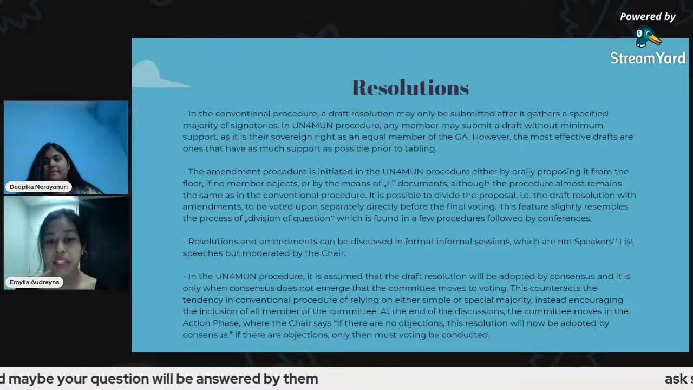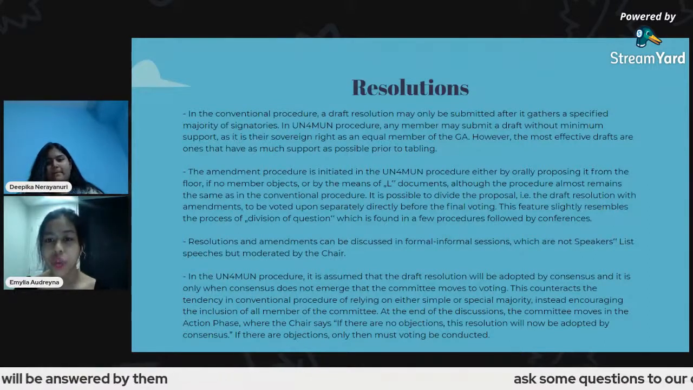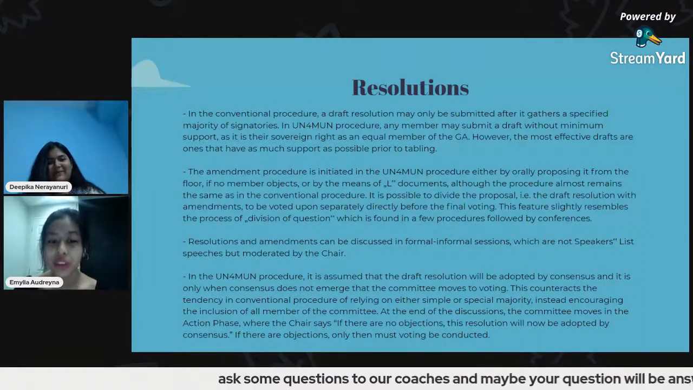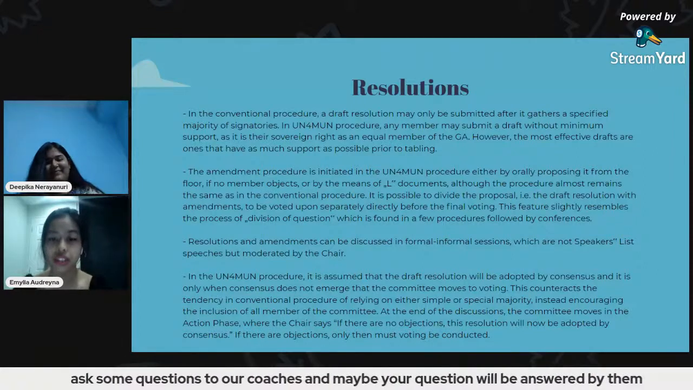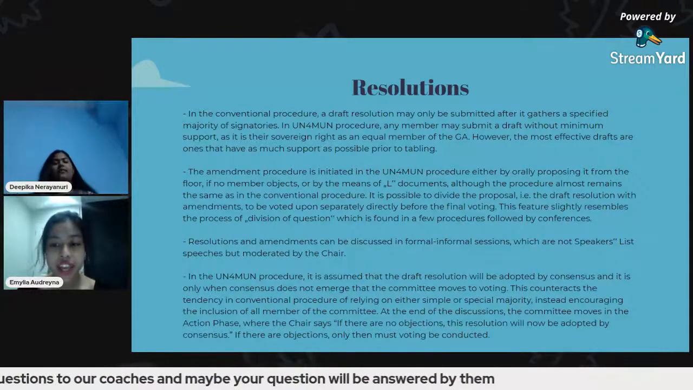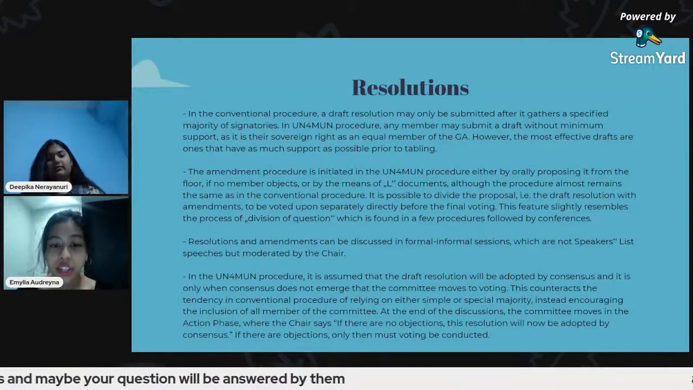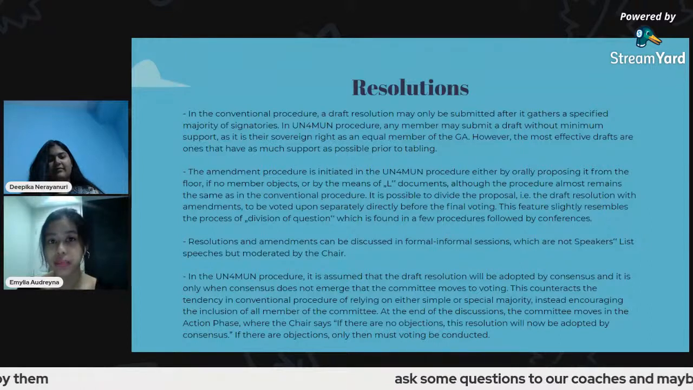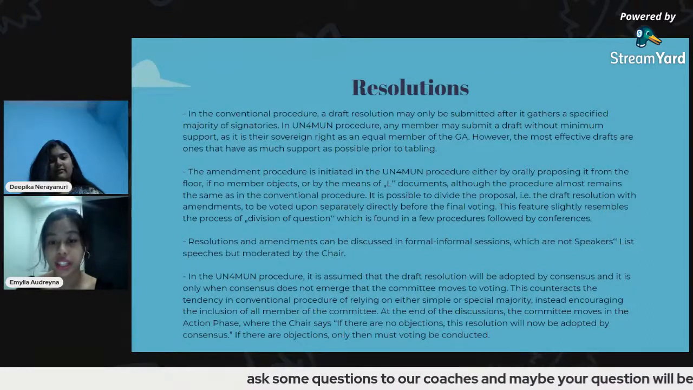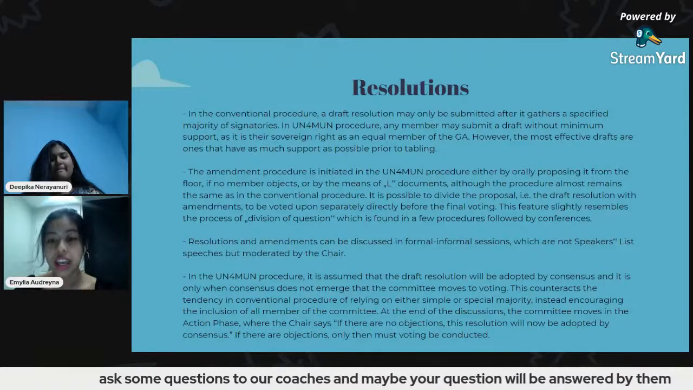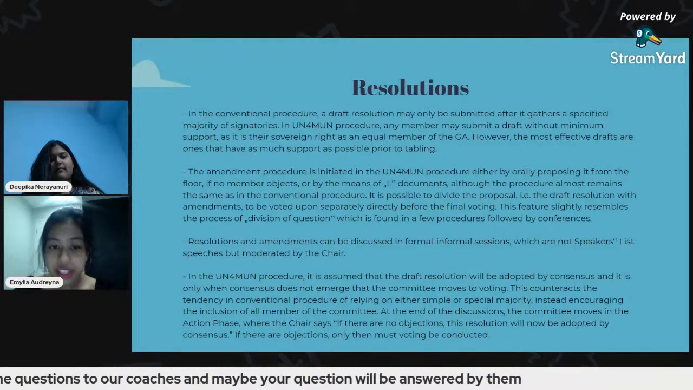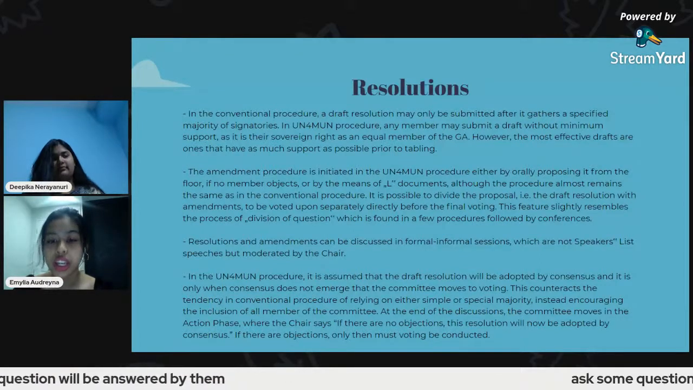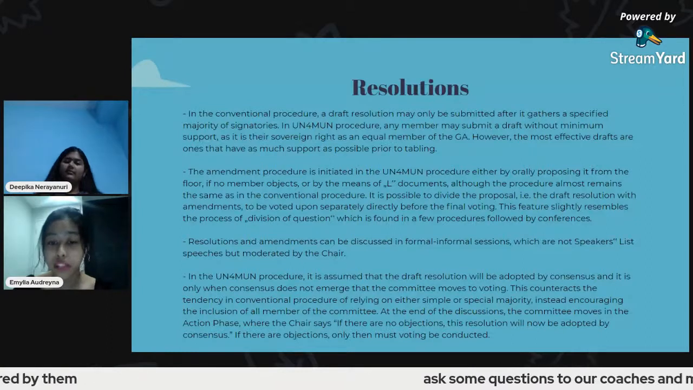Resolutions and amendments can be discussed in informal sessions, which are not speakers list speeches, but moderated by the chair. In the UN for MUN procedure, it is assumed that the draft resolution will be adopted by consensus, and it is only when the consensus does not emerge that the committee moves to voting. So you can see here that it is very important that diplomacy plays a part and you try to lobby with other delegates so that you can reach a common consensus. And this counteracts the tendency in conventional procedure of relying on either simple or special majority. Instead, we encourage the inclusion of all members of the committee.